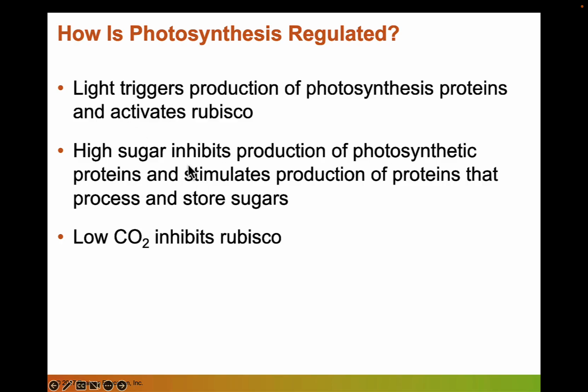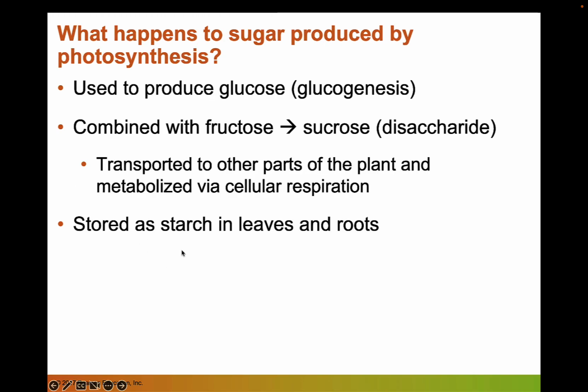And we also want to shut it off if there's a lot of product around. So high sugar inhibits photosynthetic proteins and stimulates the production of proteins that actually process and store the sugars instead of generating them and making them. As we pointed out before, low CO2 inhibits Rubisco and oxygen binds instead. So these are different mechanisms by which photosynthesis can be regulated.